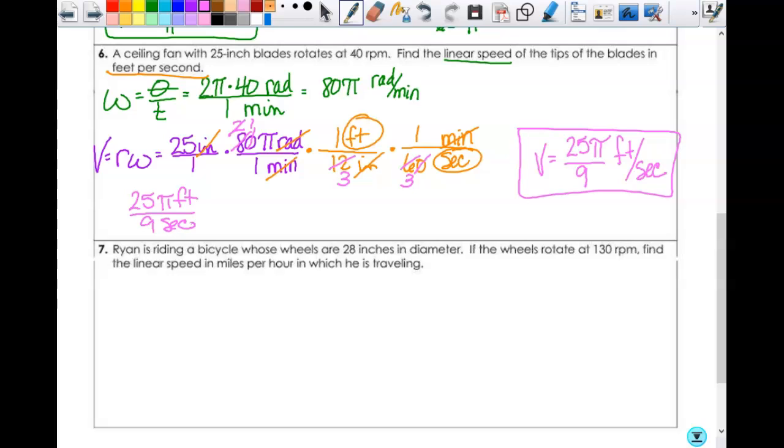Y'all do number 7. And then I will come and check you. Once you have it correct, then I will give you your assignment.